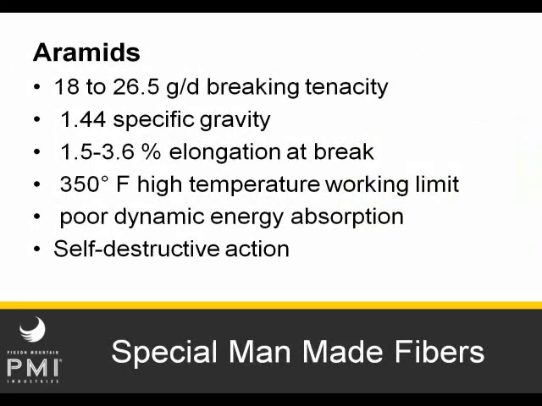Aramids, which we talked about earlier, do have some advantages in strength. They're very, very strong. 18 to 26.5 grams per denier is pretty strong. It's 2 to 3 times as strong as nylons or even polyesters. But it has very little elongation at break. That means that aramids, if you fall on them, are very unforgiving. It means that when you fall on an aramid rope, that force is transmitted not only to your body, but also to the anchors. There's also that self-destructive action that we talked about earlier, and that can be a pretty important factor in ropes that you're actually using.